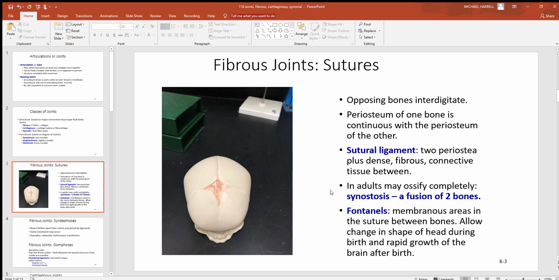As an adult, they all tend to fuse together given enough time. But when we're young, you'll see soft spots where there's still connective tissue in between these flat bones of the skull where the suture lines will be. And that's what fontanelles are, soft spots on a baby's head. Makes that head more flexible during childbirth. That's why these fibrous joints of the skull form in that way, so that head will have flexibility at that time.